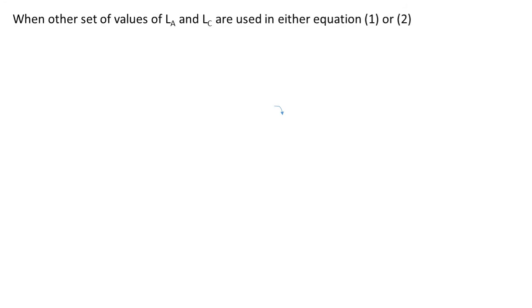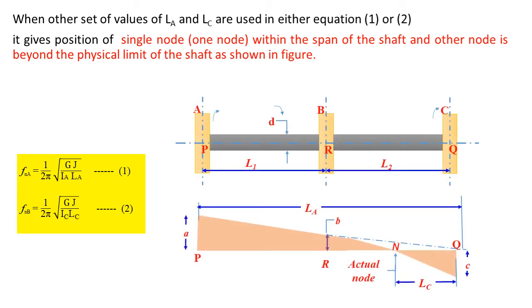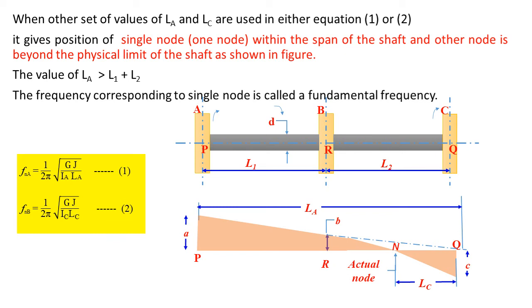When other set of values of La and Lc are used in equation 1 or 2, it gives position of single node, that is one node, within the span of the shaft, and other node is beyond the physical limit of the shaft as shown in figure. One is actual node, another node is beyond the physical limit of the shaft. The value of La is greater than L1 plus L2. The frequency corresponding to single node is called a fundamental frequency.